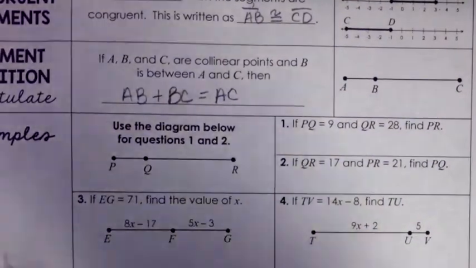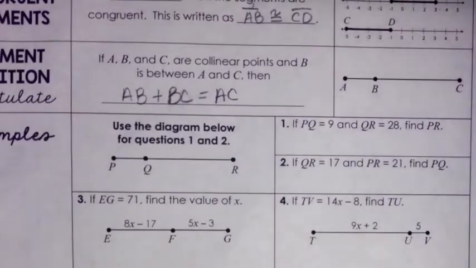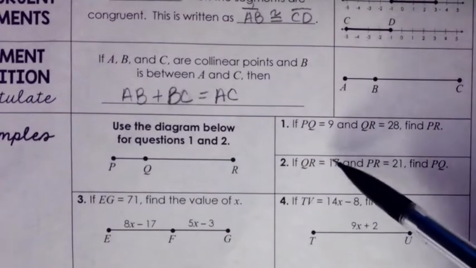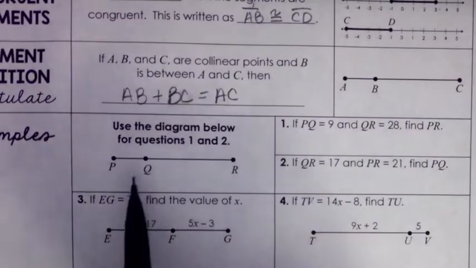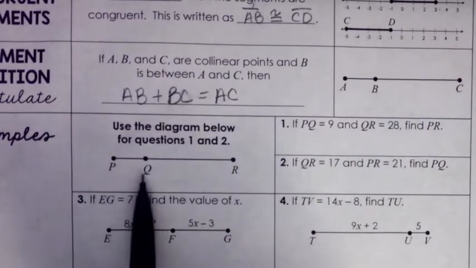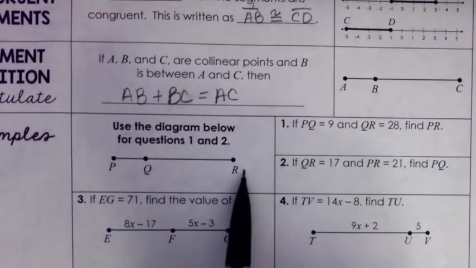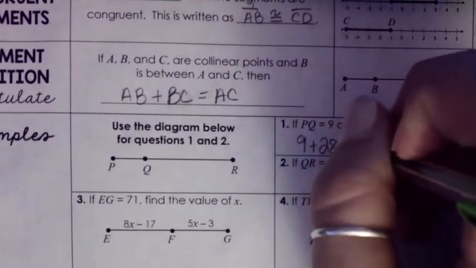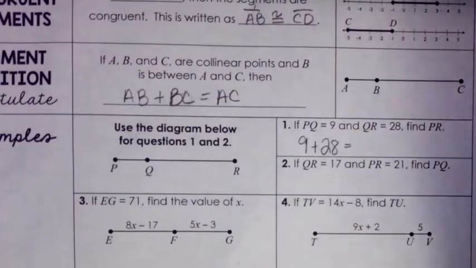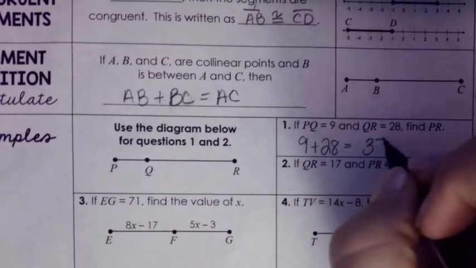Okay, so let's try a couple examples using that. So if PQ is equal to 9 and QR is equal to 28, we want to find PR. So in this diagram, we're saying PQ is 9 and QR is 28. We'd have to add 9 plus 28 to get the whole distance, which is 37.